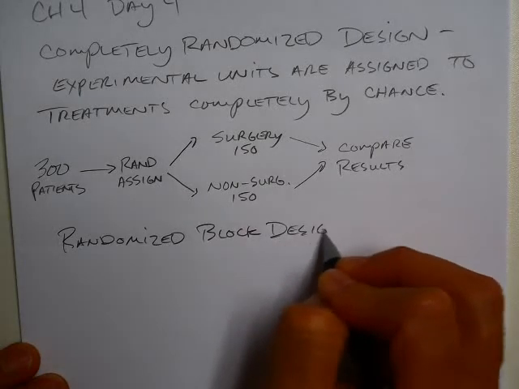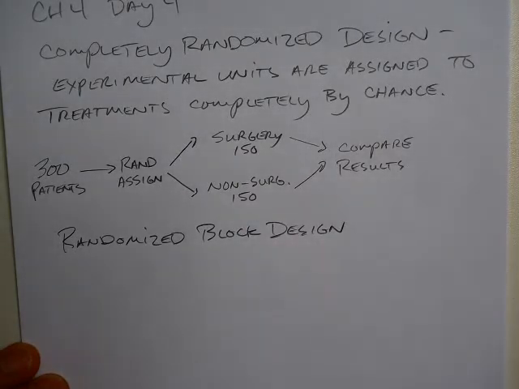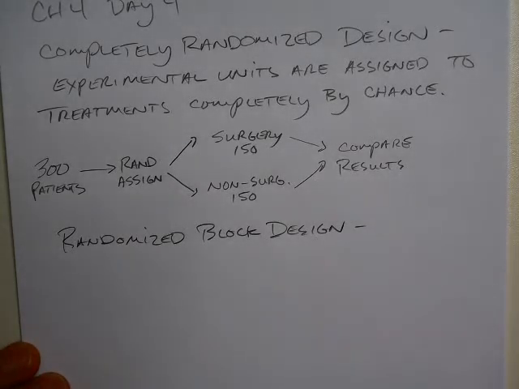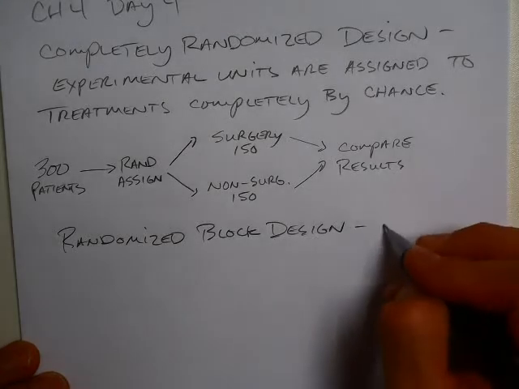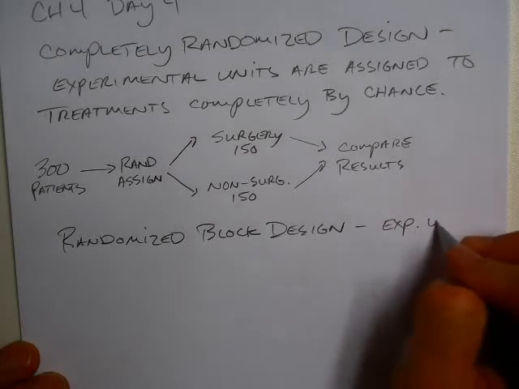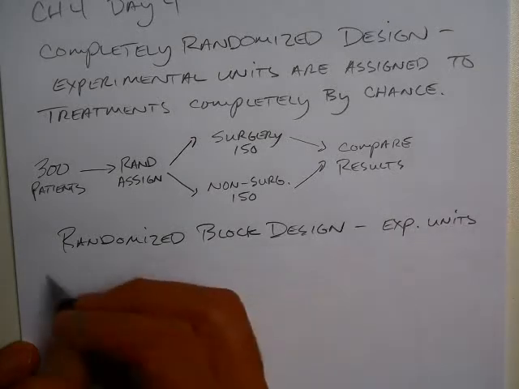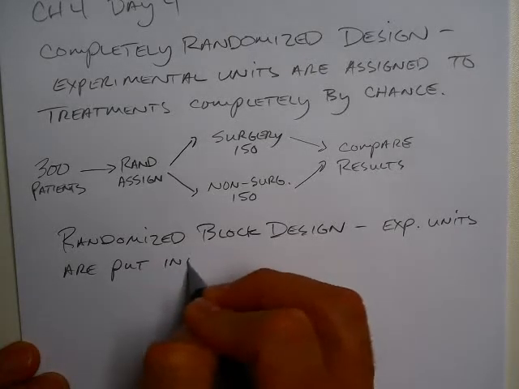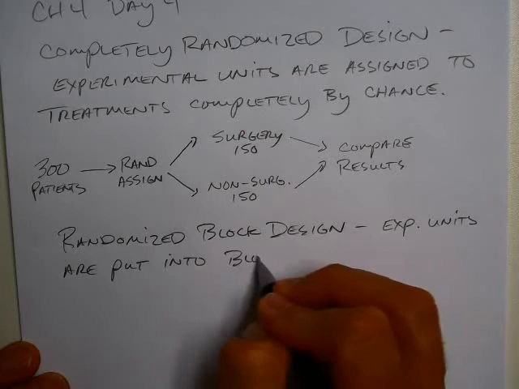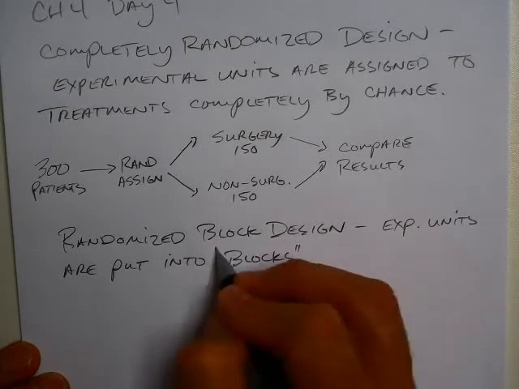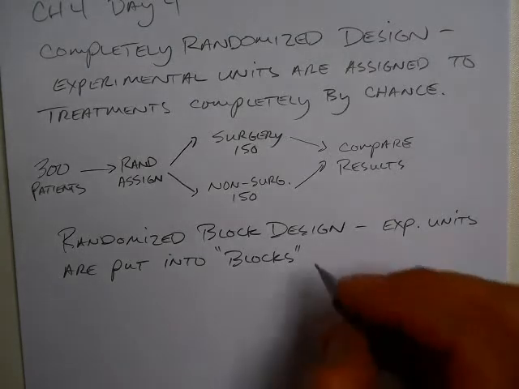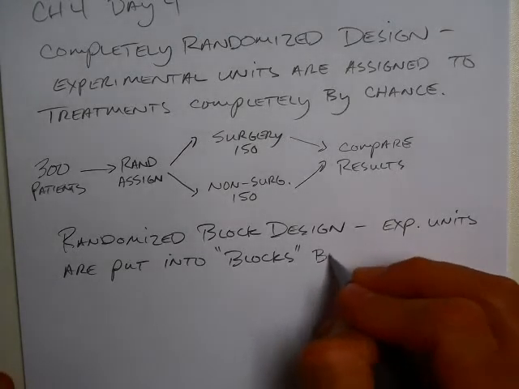Randomized block design. In this case, experimental units are put into blocks based on some known similarity. You can think of blocks as being groups based on some known similarity.